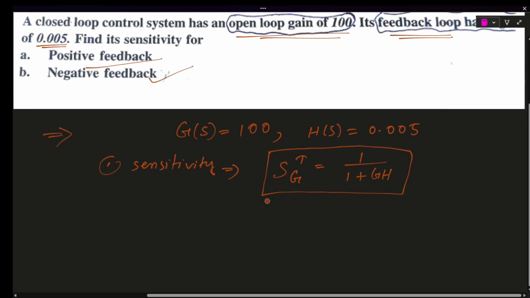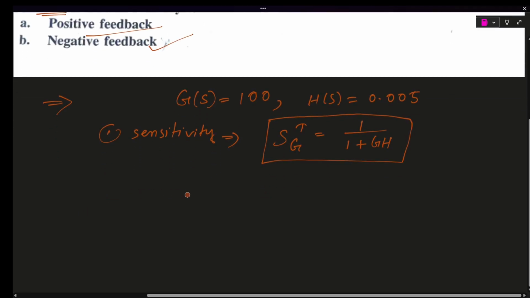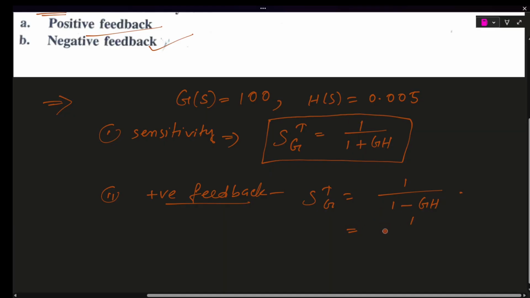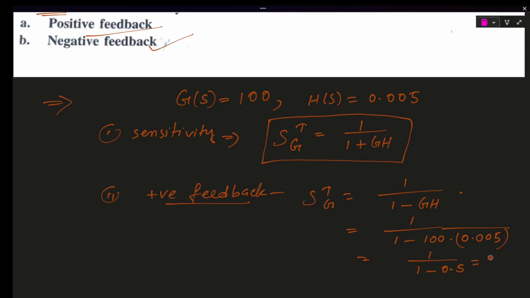Now for positive feedback, the formula will be S T G equals 1 by 1 minus GH. For positive feedback, this sign will be minus. So just put the values here: 1 by 1 minus, G value is 100 and H value is 0.005. If we multiply them, we have 1 minus 0.5 equals 2. So for our positive feedback, the answer is 2.